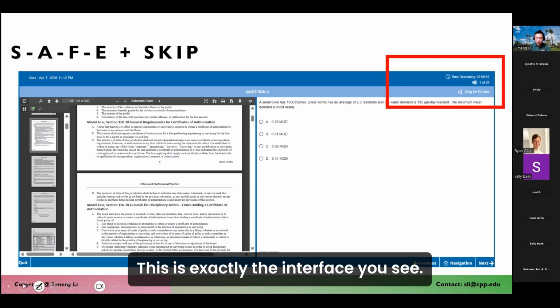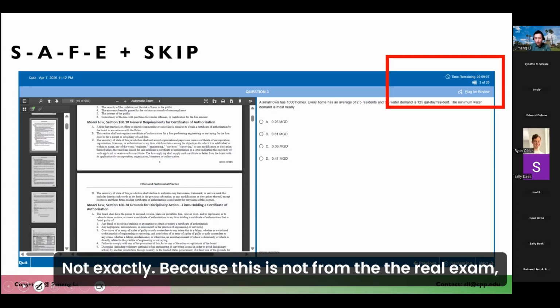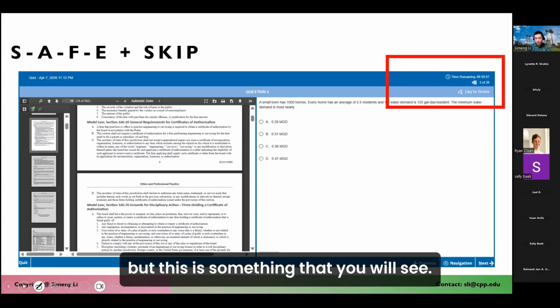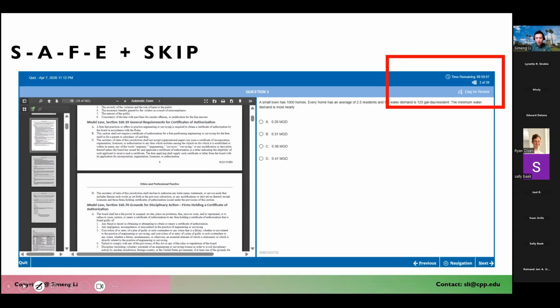This is exactly the interface you see. Not exactly, because this is not from the real exam, but this is something that you will see.